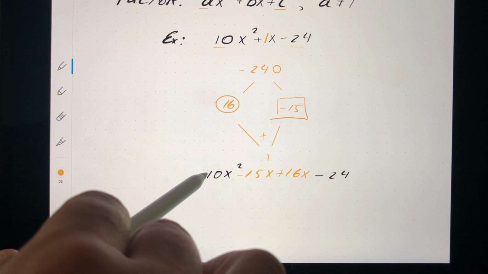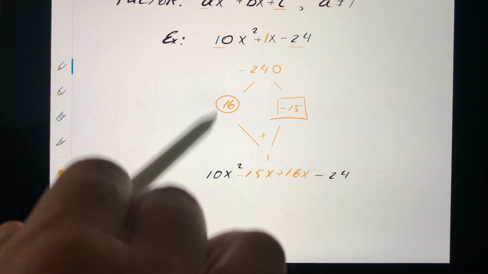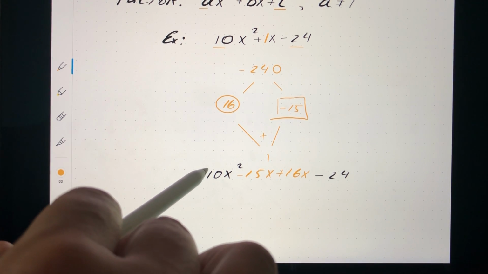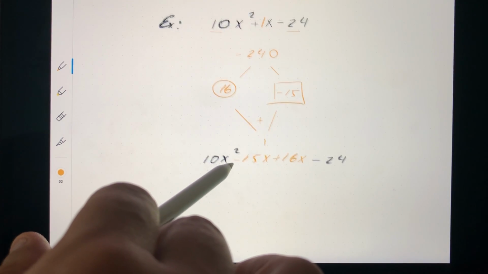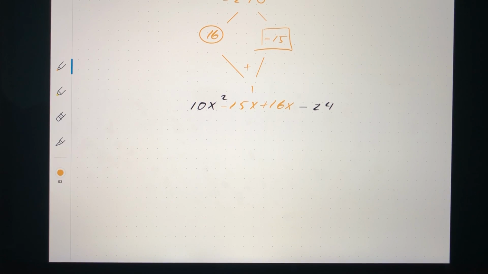So we actually have not changed anything about this question. It's still exactly the same question. The only difference is now we have 4 terms as opposed to 3. And that allows us to use a different method. And this method is called grouping.